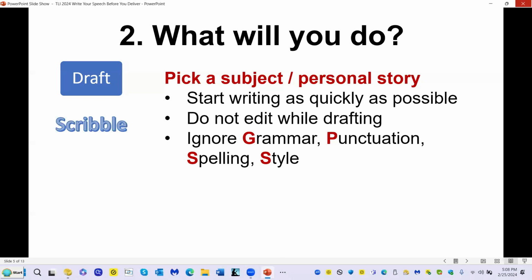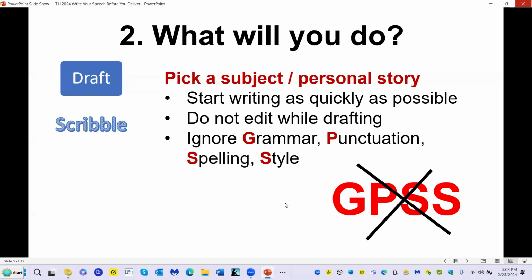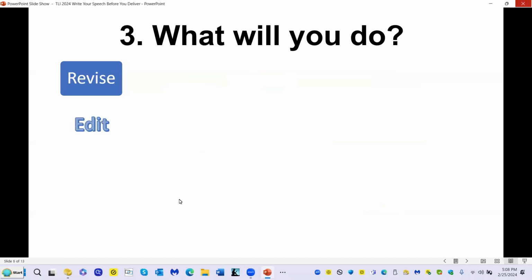Ignore grammar, punctuation, spelling, and style at the same time when you are just scribbling. That's not the time to go back to correct yourself, because you are going to lose the flow. I would say eliminate the GPSS: grammar, punctuation, spelling, and style. It is hard to resist, but I'm asking you, this is the way you are going to write a wonderful, wonderful speech.